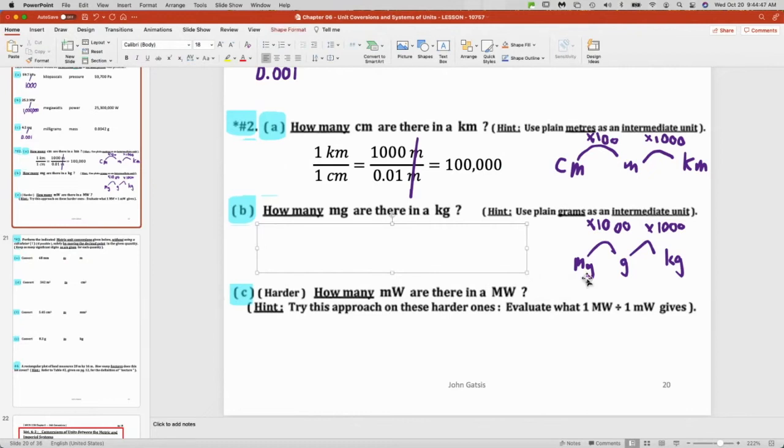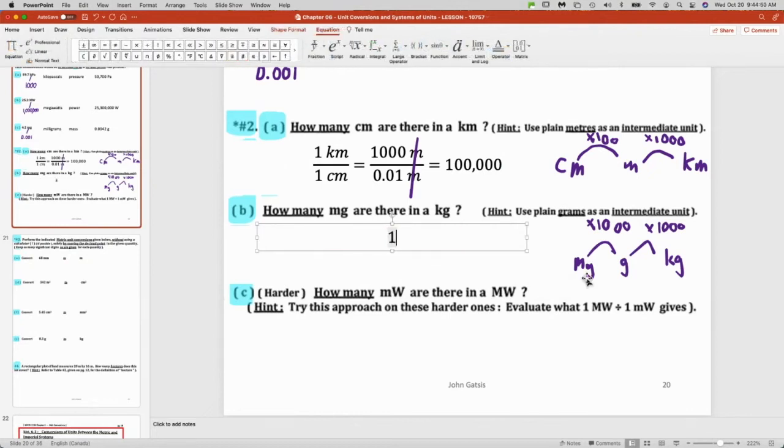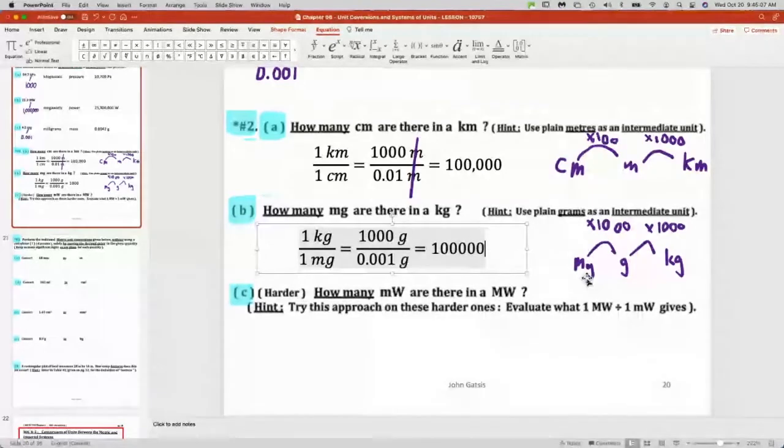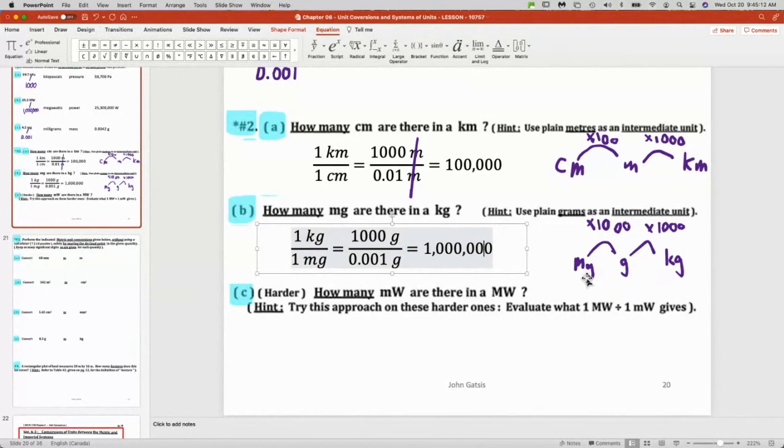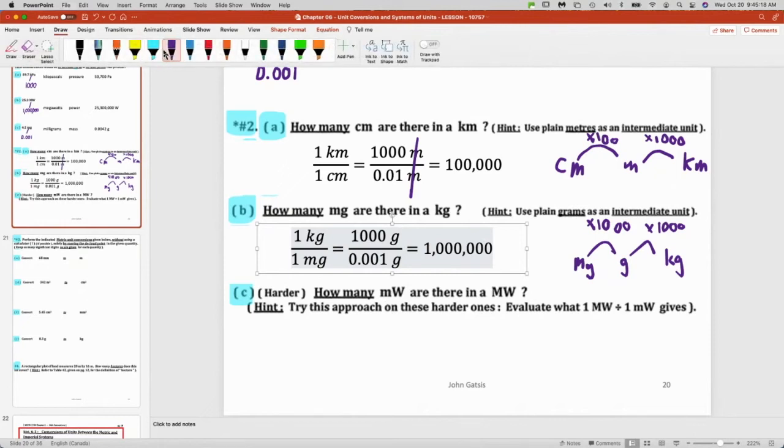And I'll do the one right after that the same way. The 1 kilogram over 1 milligram. I can convert them both to grams. A kilogram is 1,000 grams, and the milligram is 0.001 grams. If I divide 1,000 by 0.001, I get 1,000,000. So that's just the approach using a fraction where you try to reduce the units to a common unit, which in this case is grams. Then you can cross the grams out.